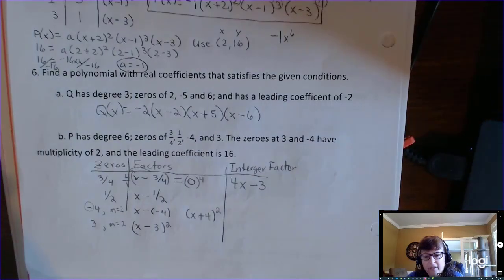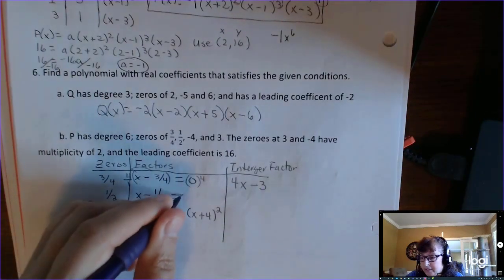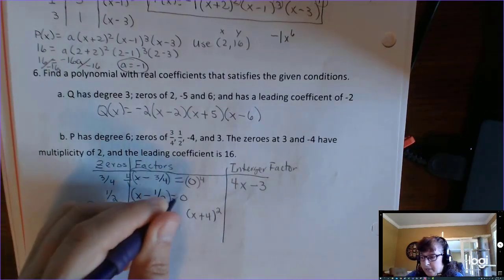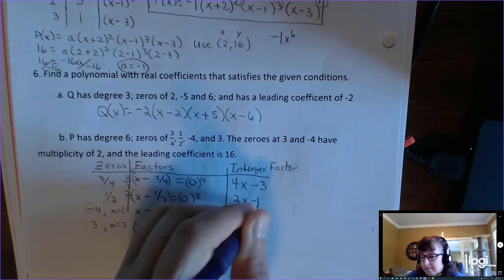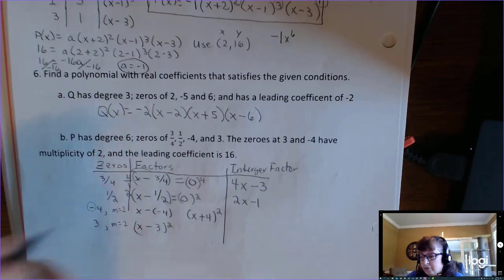So we end up with 4x minus 3 as my new integer factor. Alright, I showed you how to do it, but maybe you'll see a shortcut. So if I set this equal to 0 and I multiply both sides by 2 to get rid of the fraction, that's going to end up with 2x minus 1 because these 2's cancel.